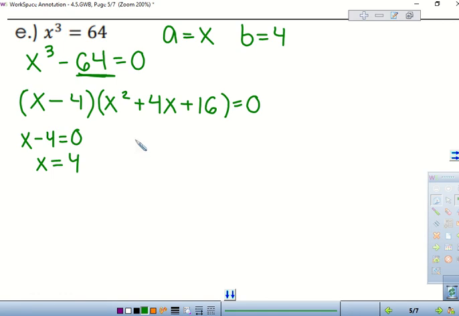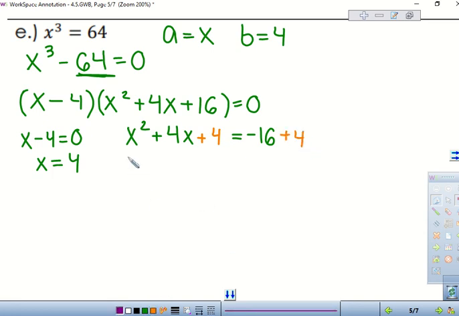So this is going to be x squared plus 4x equals negative 16. You have to bring that 16 over to the other side. What is half of 4? What's 2 squared? 4. If I add 4 to one side, I have to add 4 to the other side.